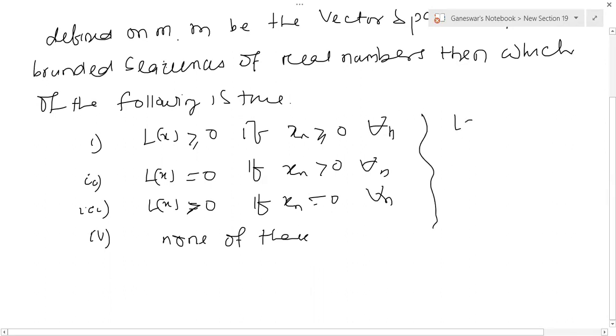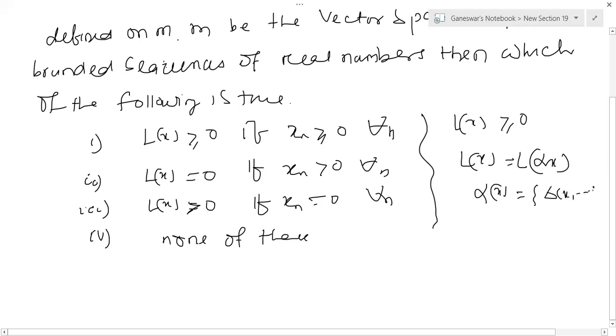First is Lx greater than or equal to 0 for all x greater than 0. Or Lx is equal to L alpha x, where alpha x is represented here as x1, x2, and so on. And Lx is equal to 1. There are three criteria that must be satisfied. But which of the following is true from this question? Option one is true, because from the definition Lx must be greater than or equal to 0.